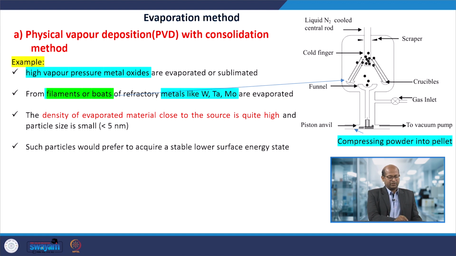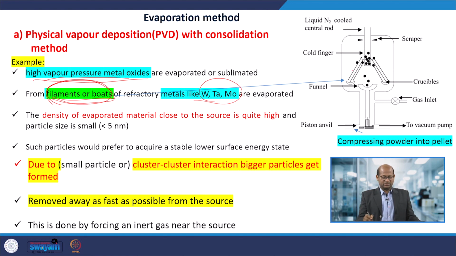For high vapor pressure metal oxides, here is one example. We can evaporate or sublime using boats or filaments of metals like tungsten, tantalum, or molybdenum. We take the material in boats, evaporate it out, and then condense it. Initially the metal forms in an atomic stage, then forms clusters, and bigger particles form, which are then deposited on the cold surface.